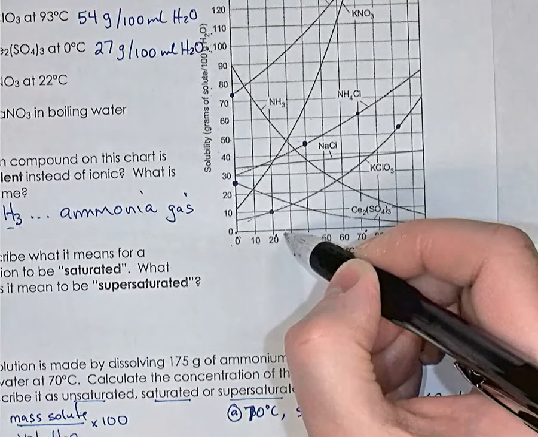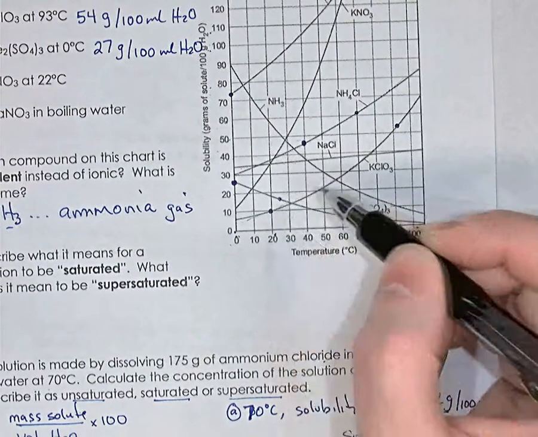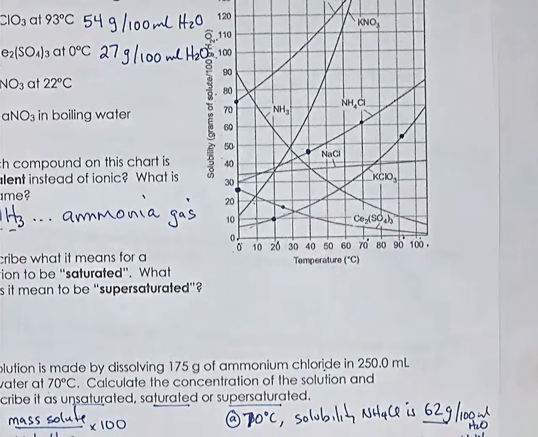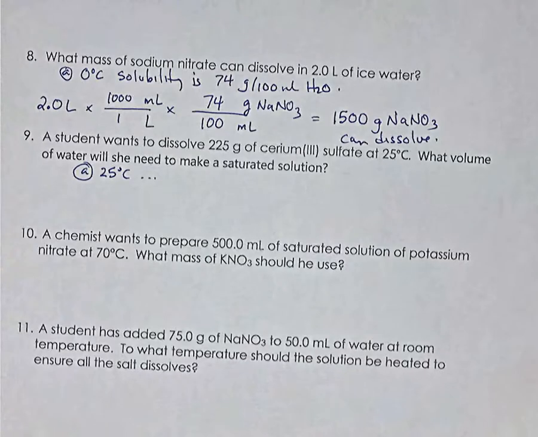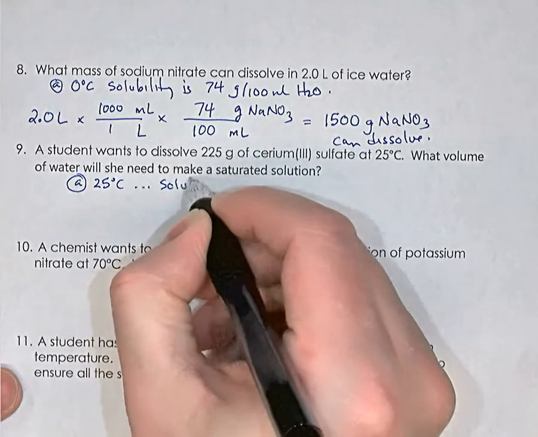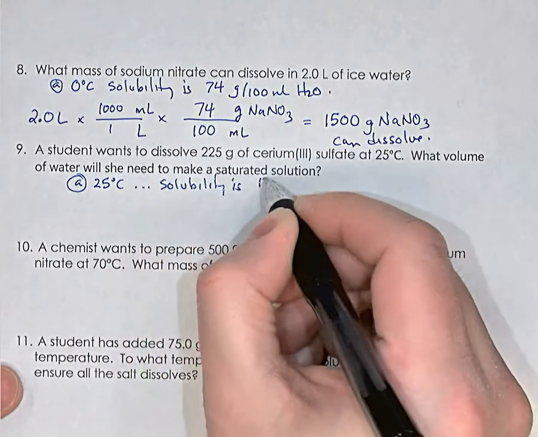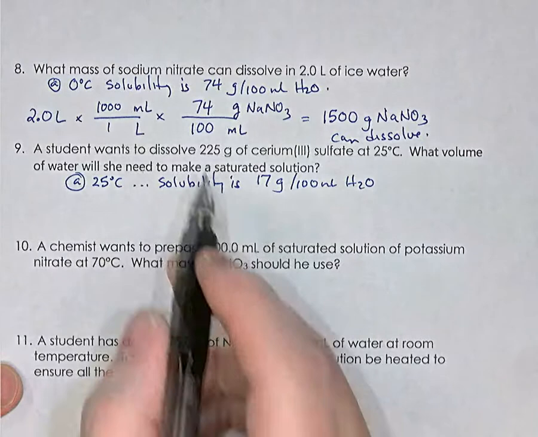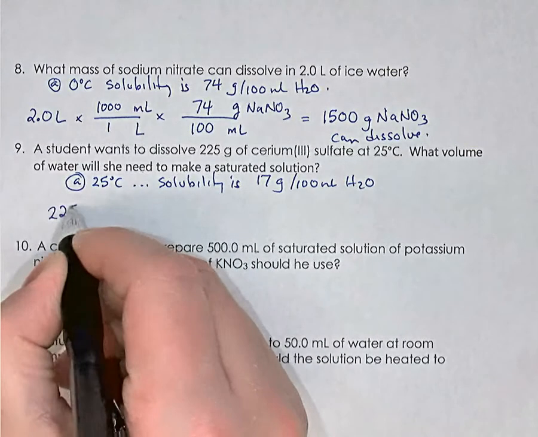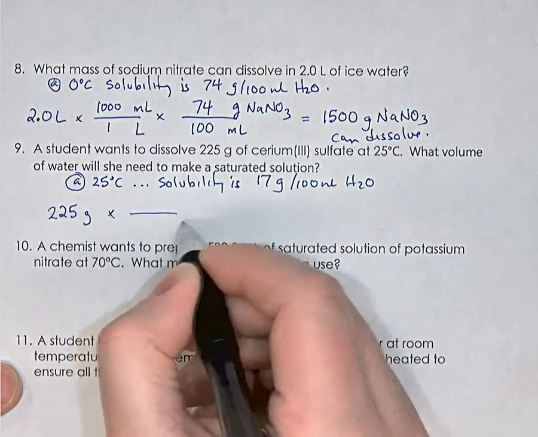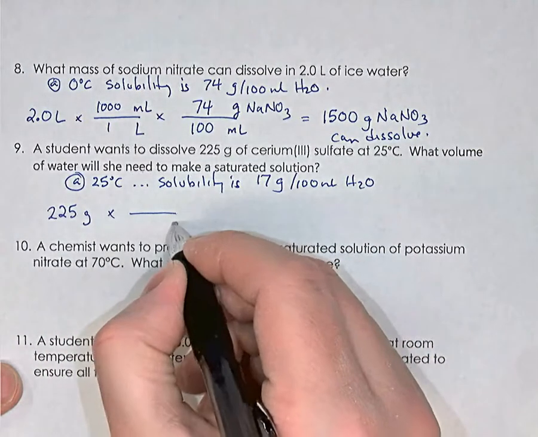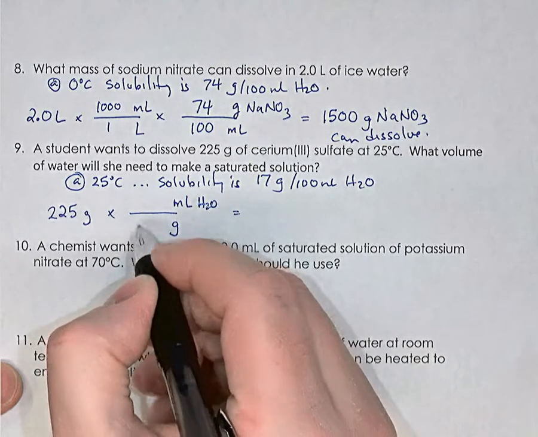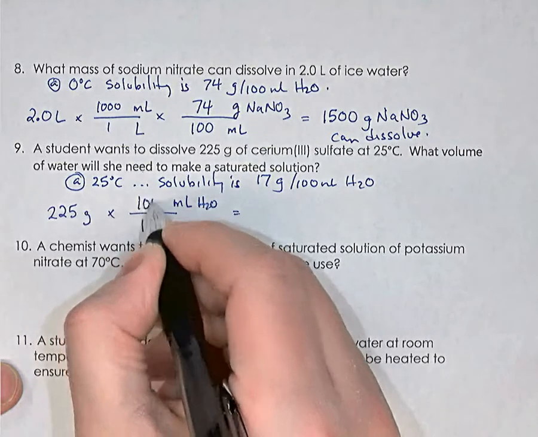This curve here at 25 degrees, we're talking about that point, which is slightly higher between 10 and 20. So probably about 17 or maybe 18. I'll say 17. So the solubility is 17 grams for every 100 mils of water. We have 225 grams, and we're going to ask what volume of water does she need. So switch your grams to milliliters of water, and our solubility told us 17 grams for every 100 mils of water.